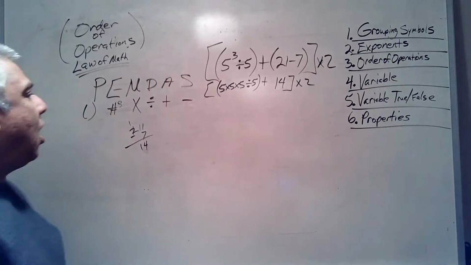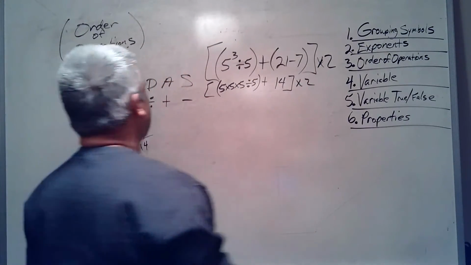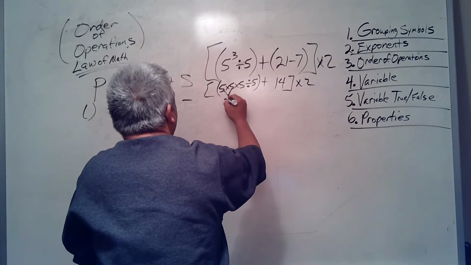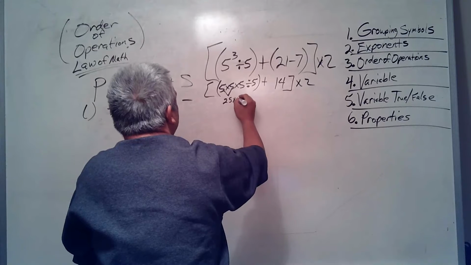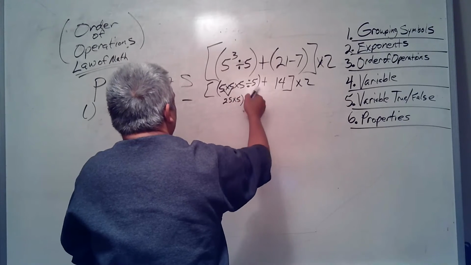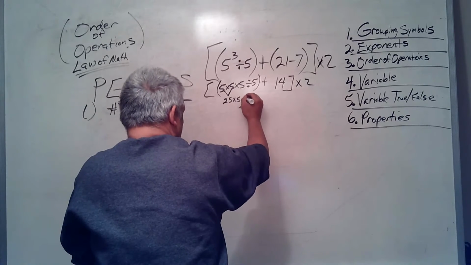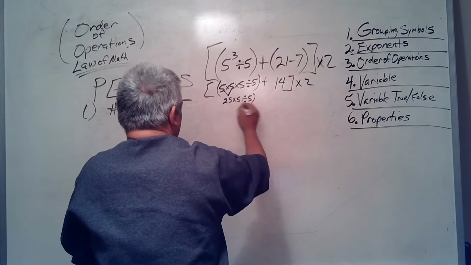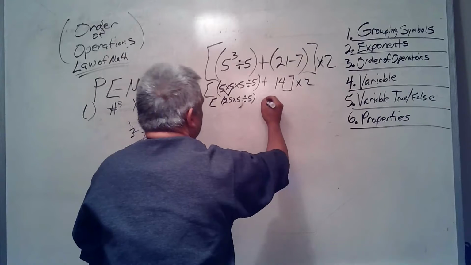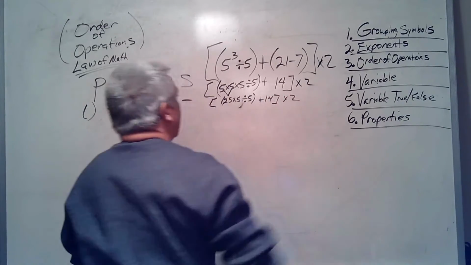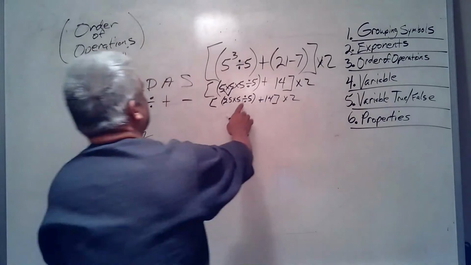Are we done? No, we still need to do this parentheses over here. Woo! 5 times 5, I'll draw that little caret because I already know that that's 25. 25 times 5, divide by 5. Still in our parentheses, still got our brace, plus 14, still got our brace, times 2. Woo, Mr. Nethercott, you come up with some crazy stuff.